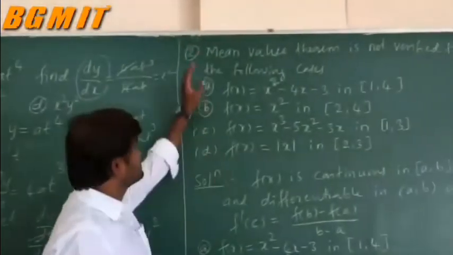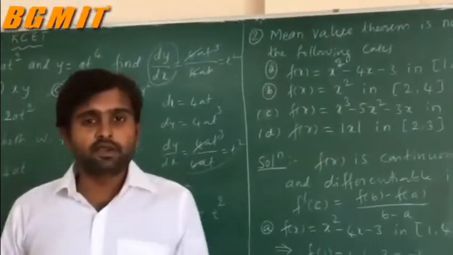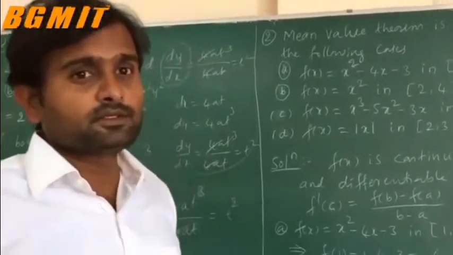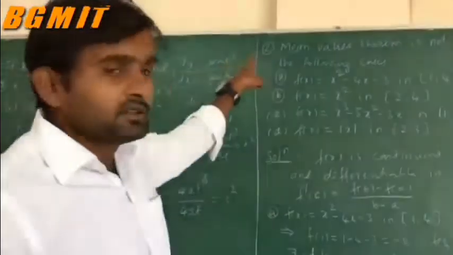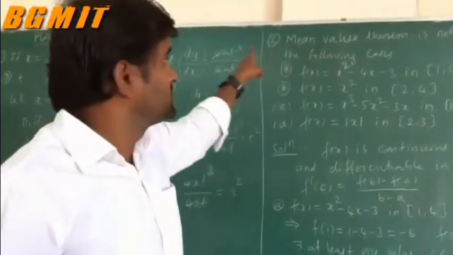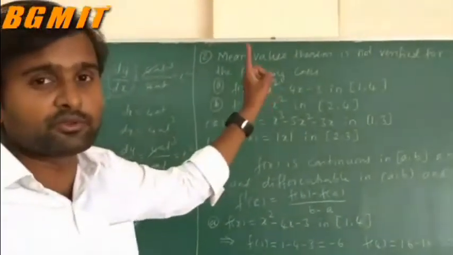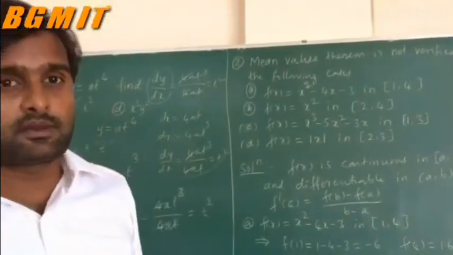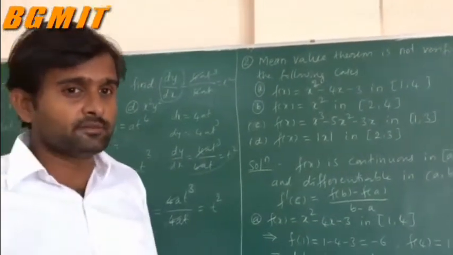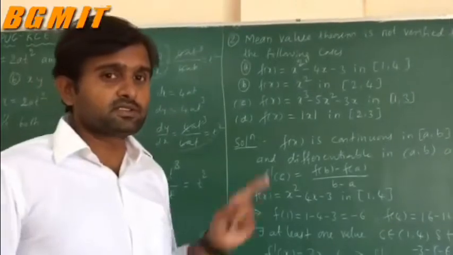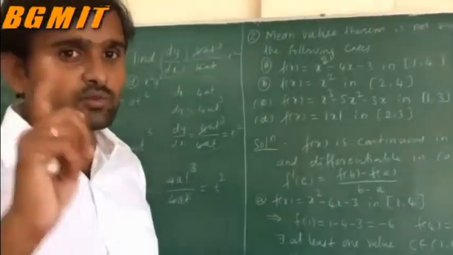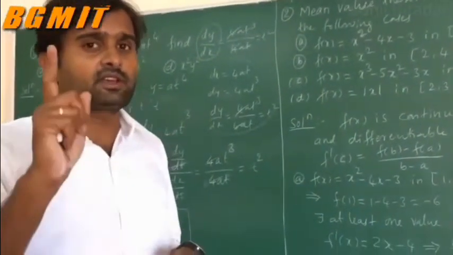Now the second example is very, very important. In every CET question paper, there is an example based on the mean value theorem and Rolle's theorem. One question is compulsory. Based on these two theorems, at least one example will be there.